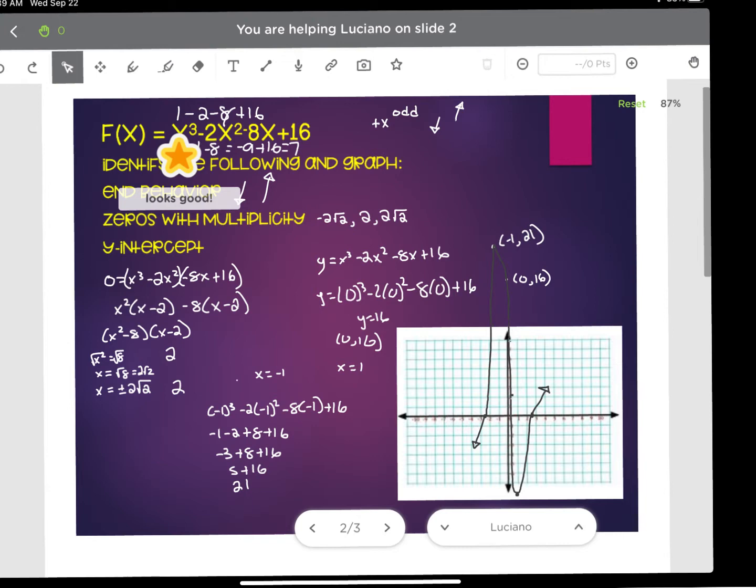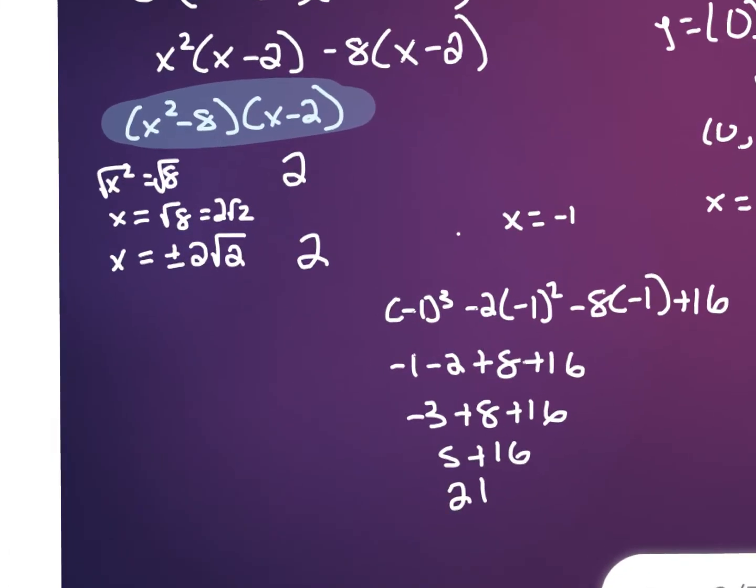When you factor it, you get to here, okay? And I get x squared minus 8, which can't be factored further, and then x minus 2. The x minus 2 gives you the root that is 2. And then I have to add the square root of 8, putting a plus and minus in front of it.